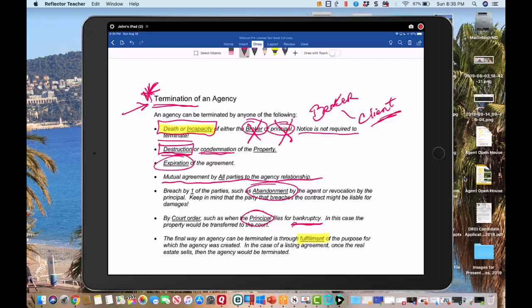In the meantime, remember how an agency can be terminated, okay? Death or incapacity, destruction, condemnation, expiration, mutual agreement, breach such as abandonment, court order where the principal files bankruptcy, and fulfillment. And please never forget that agency agreements are between the broker and the client, the principal.